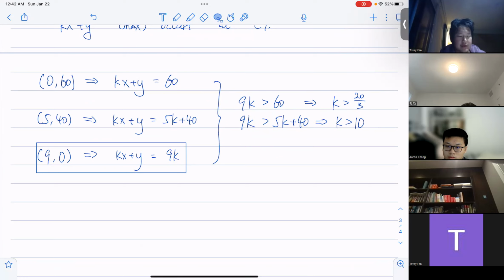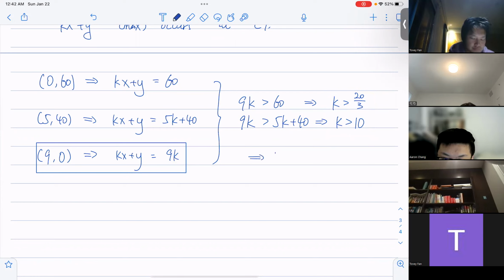Right, 4k is greater than 40, so k is greater than 10. So combine them, 60 divided by 9, that's 20 divided by 3, yes. Okay, so combining them, what is the answer? K is greater than 10, because 20 over 3 is less than 10, right?